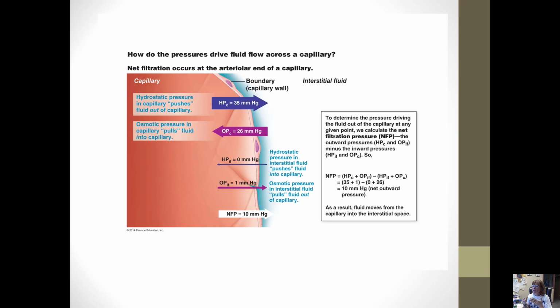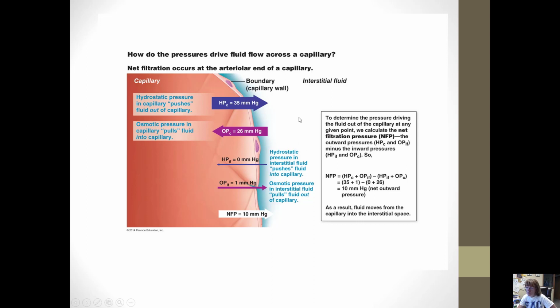We can see in this picture the hydrostatic pressure that pushes fluid out of the capillary. Typically, capillary hydrostatic pressure is about 35 millimeters of mercury. Then the osmotic pressure is going to pull the fluid back in with a force of 26. The hydrostatic pressure of the interstitial fluid, like I said, is negligible. It would be pushing fluid back in, but it doesn't have any force because it all flows away with the lymphatics. And the osmotic pressure of the interstitial fluid, because of the concentration out here, is very, very slight.